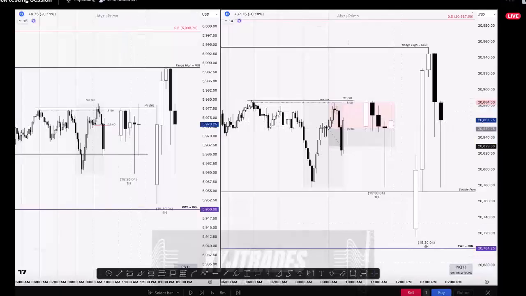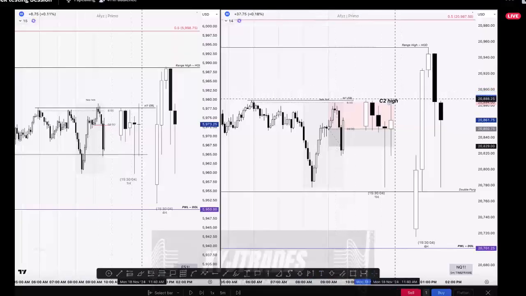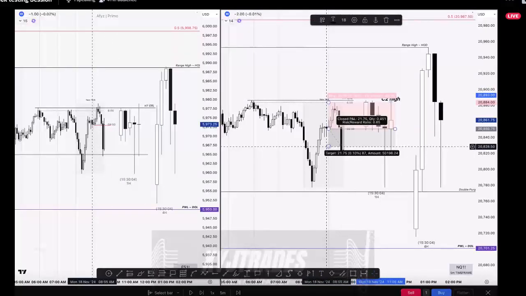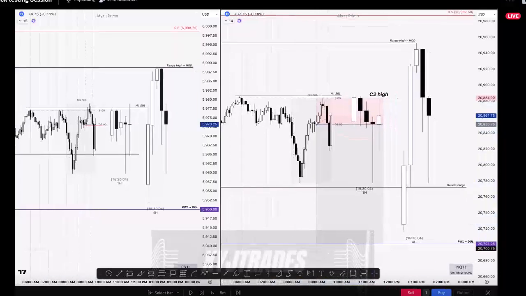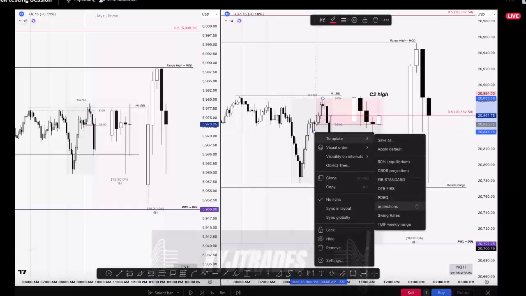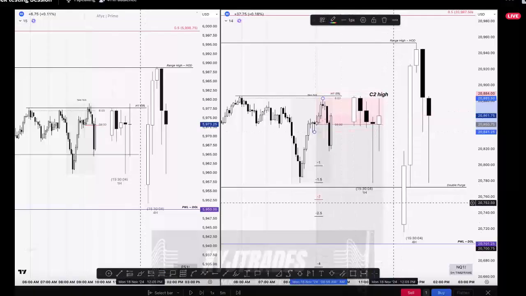This is the C2 high that you're covering. And you're following through for a distribution to at least 2R, but to your draw on liquidity. Okay, you can also use something like a standard deviation projection if you would wish to add that, right, and see where that lines up.